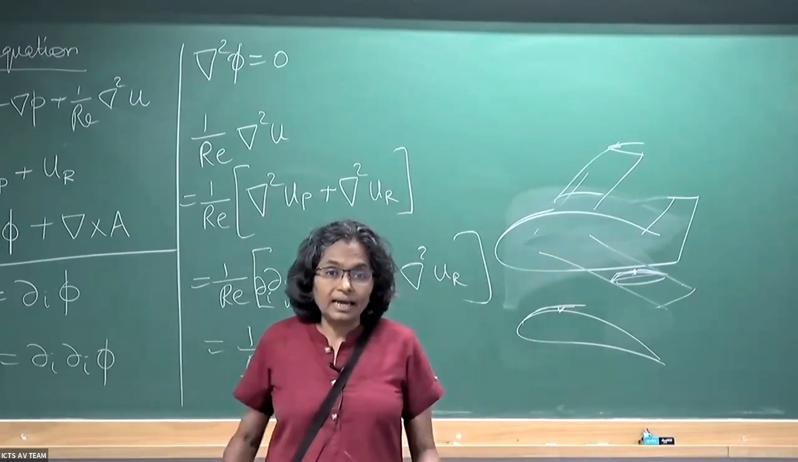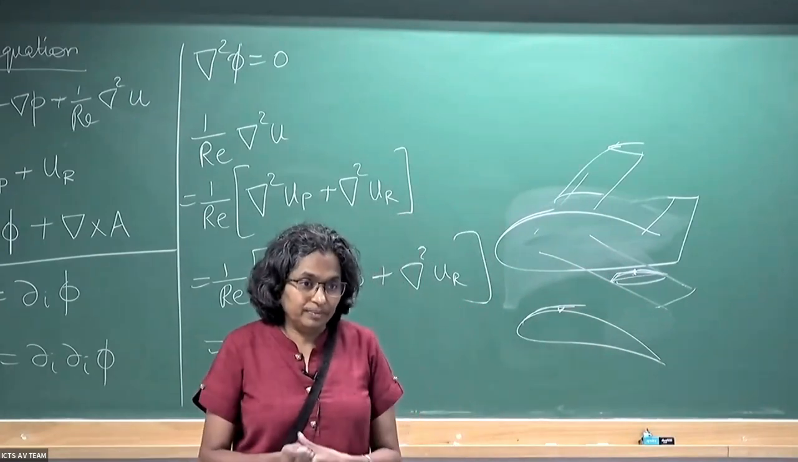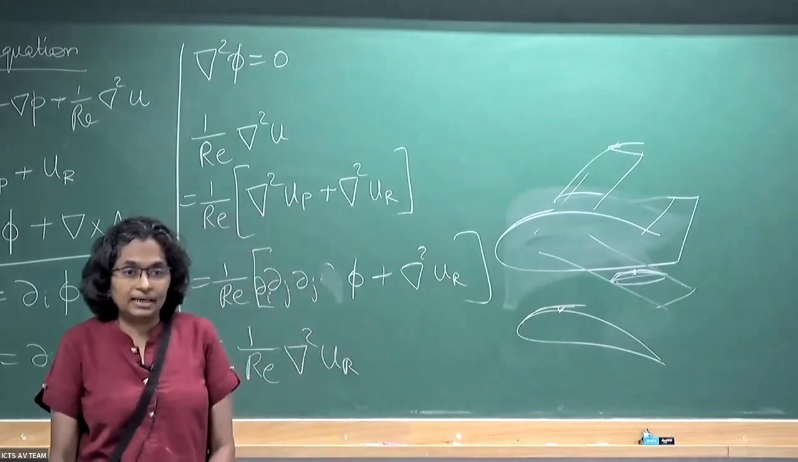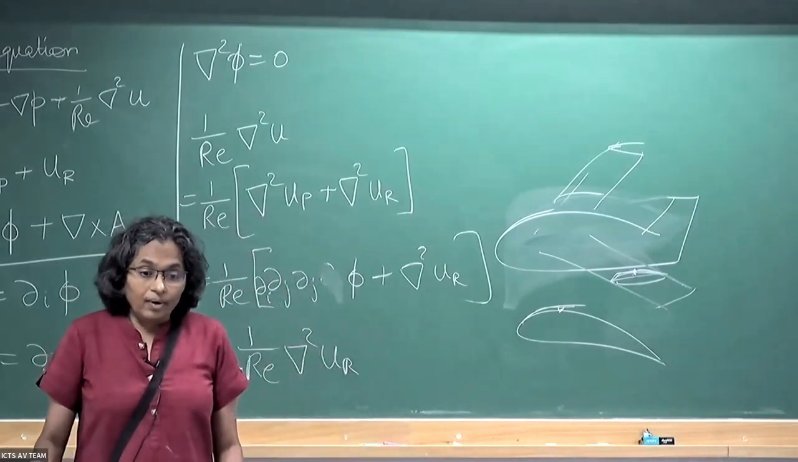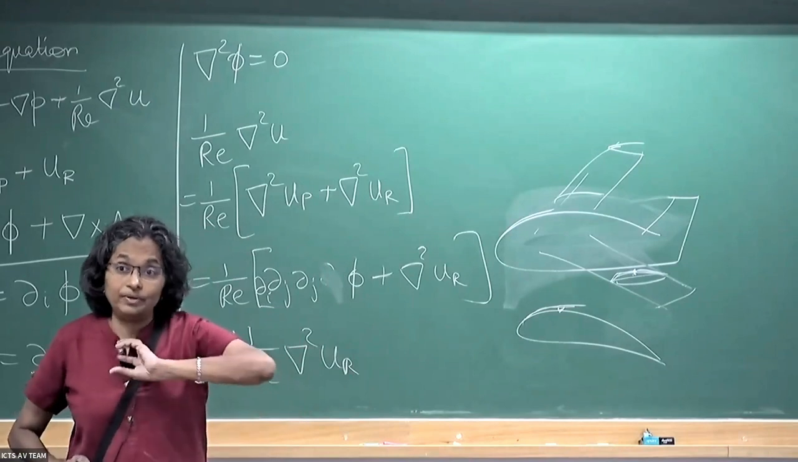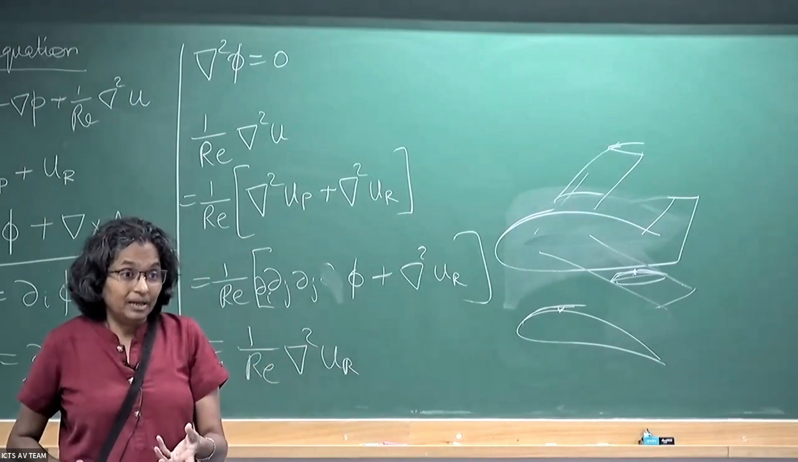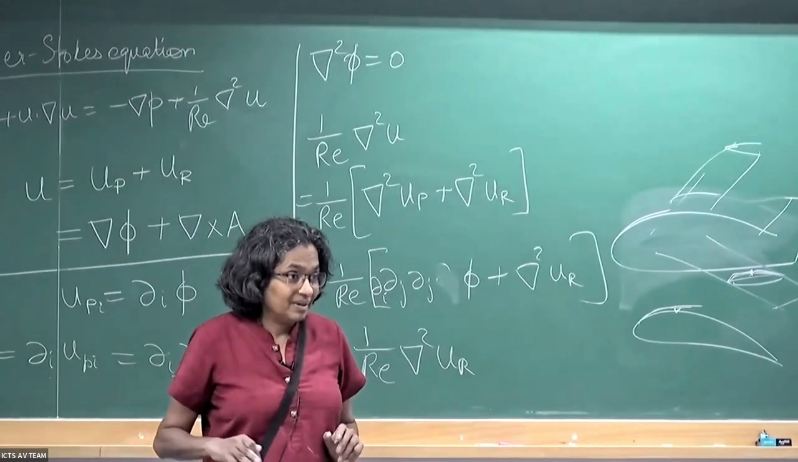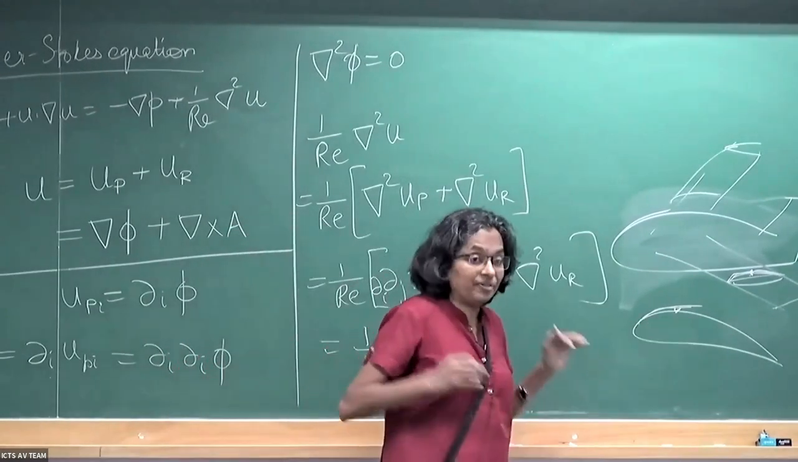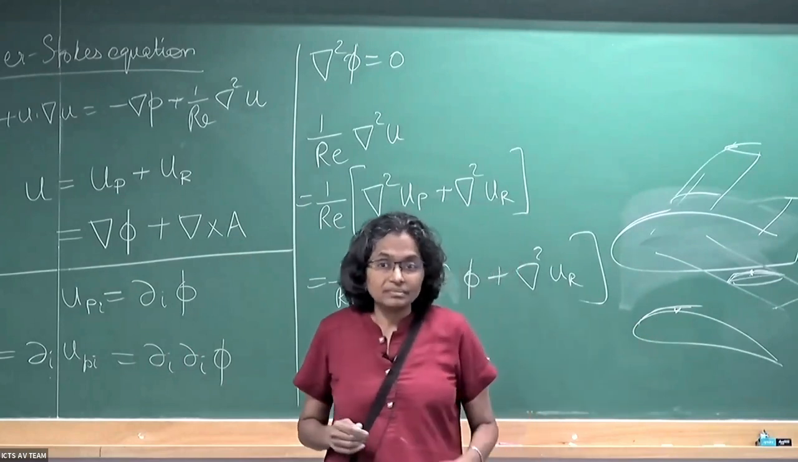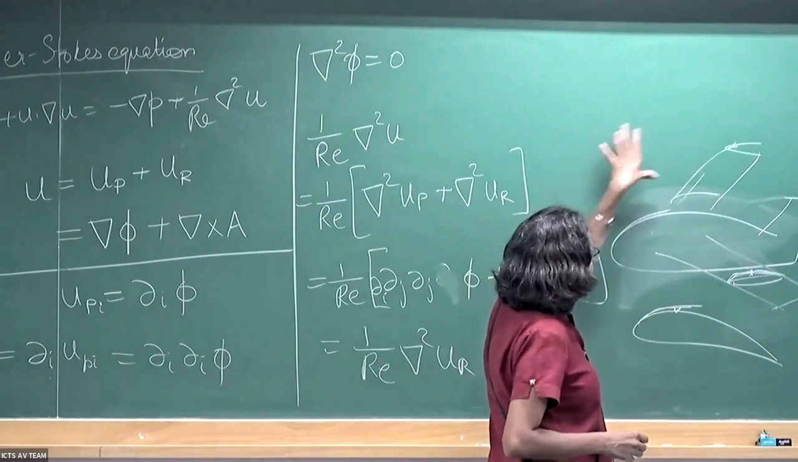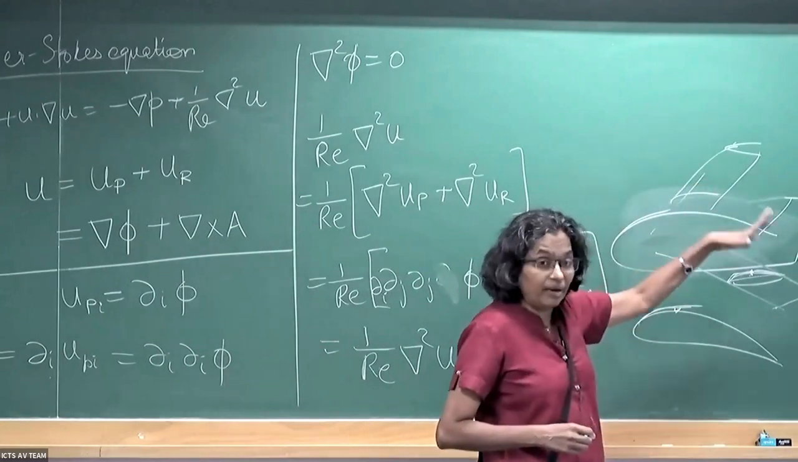And outside, I can think of it as a potential flow. Okay, so now the nice thing about this is that all the lift, even when I'm throwing a cricket ball, for example, is typically coming from the potential part. All the drag is coming from the viscous part. So the flow gets modified quite a bit beyond this.